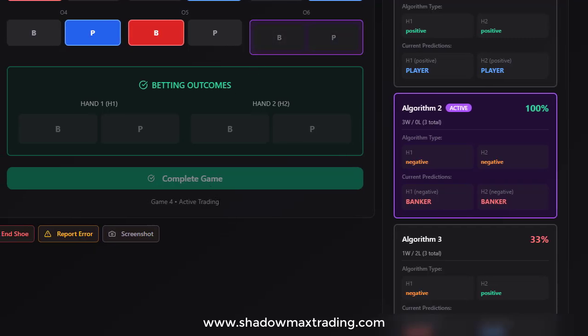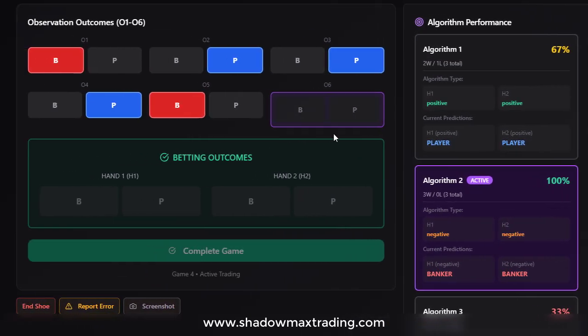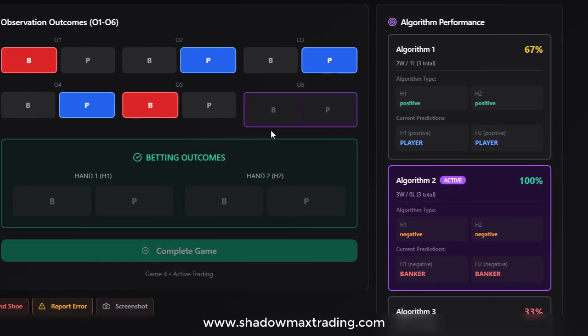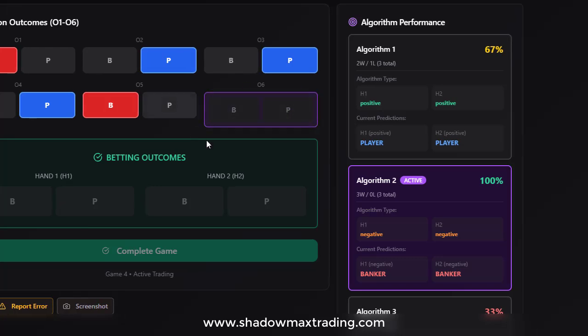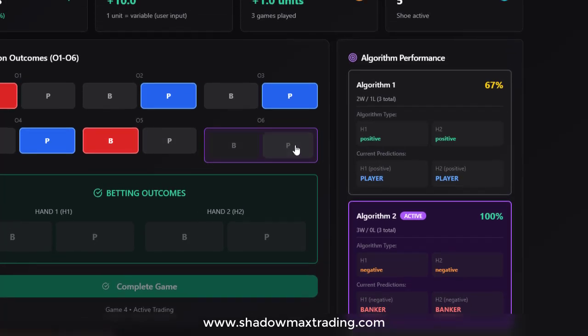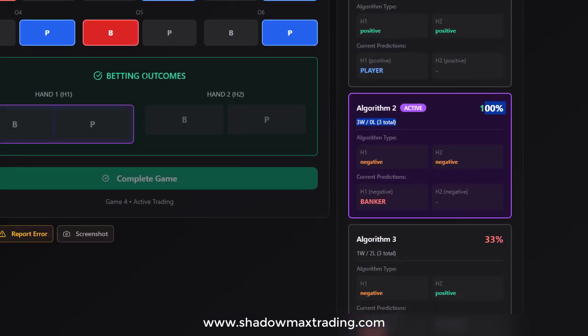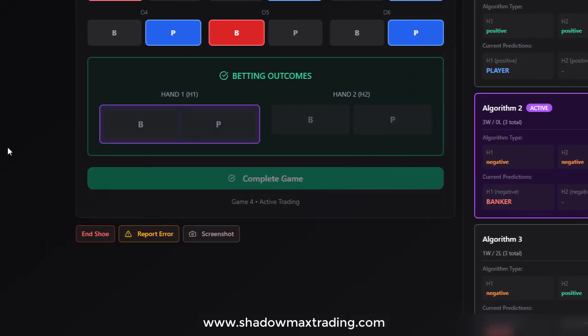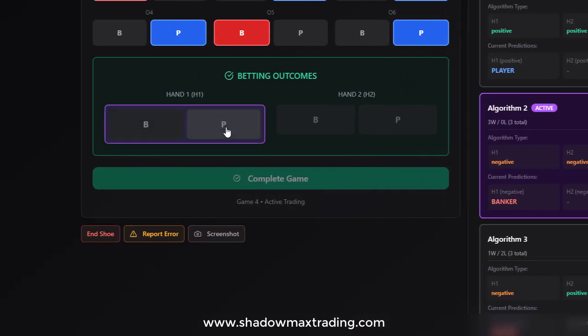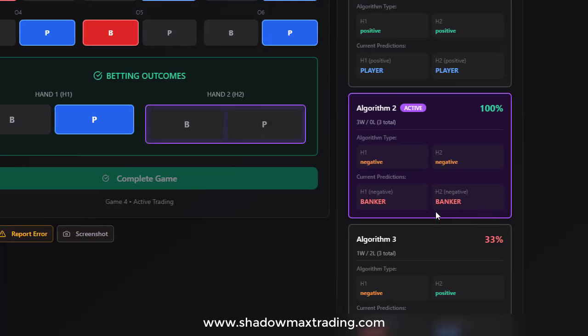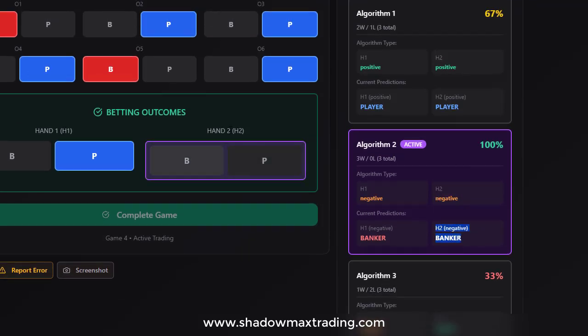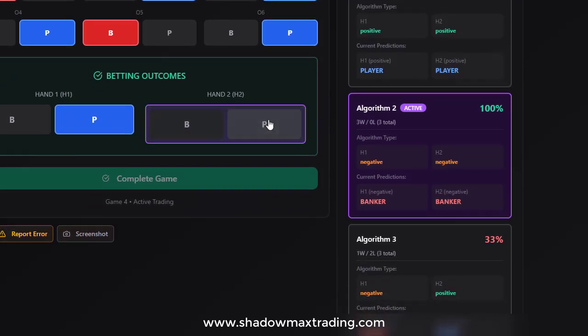You can see here now it says game 4 active. Before we start the betting outcomes, we have to put in this last outcome. You can see algorithm 2 is still at 100%. It says for hand 1, we're going to play negative. Let's say player comes out. For hand 2, it says play banker. So let's say player comes out.